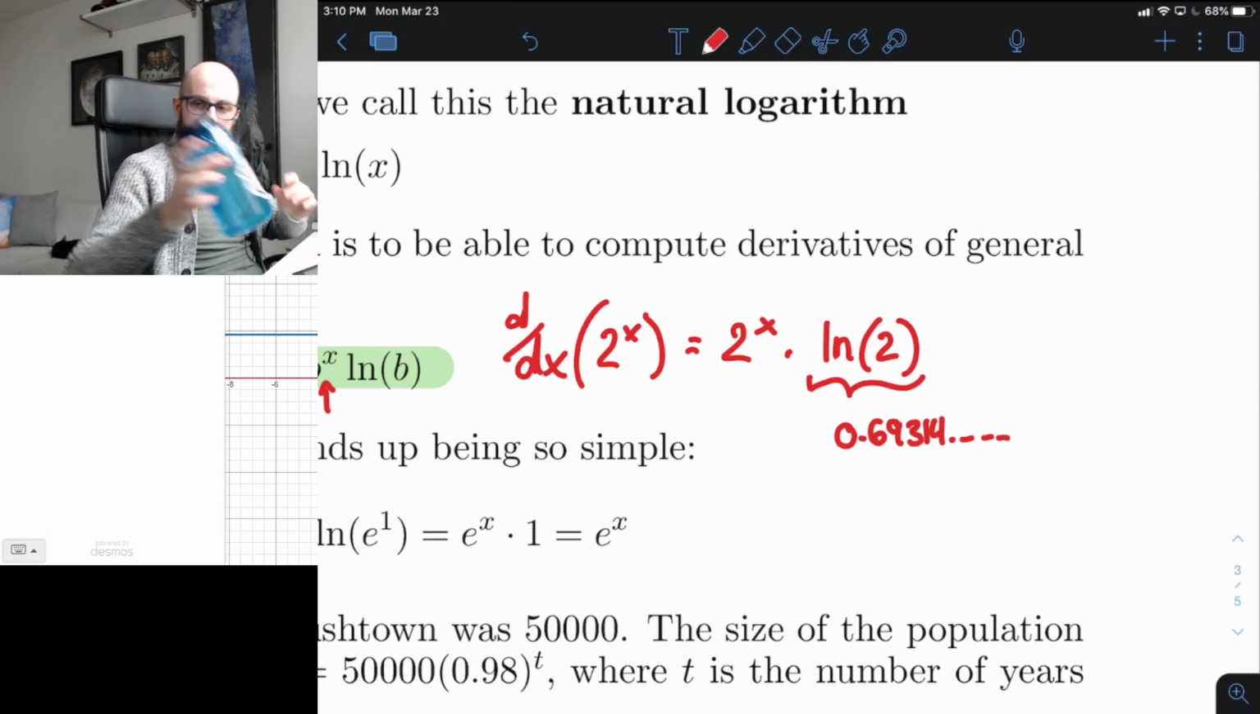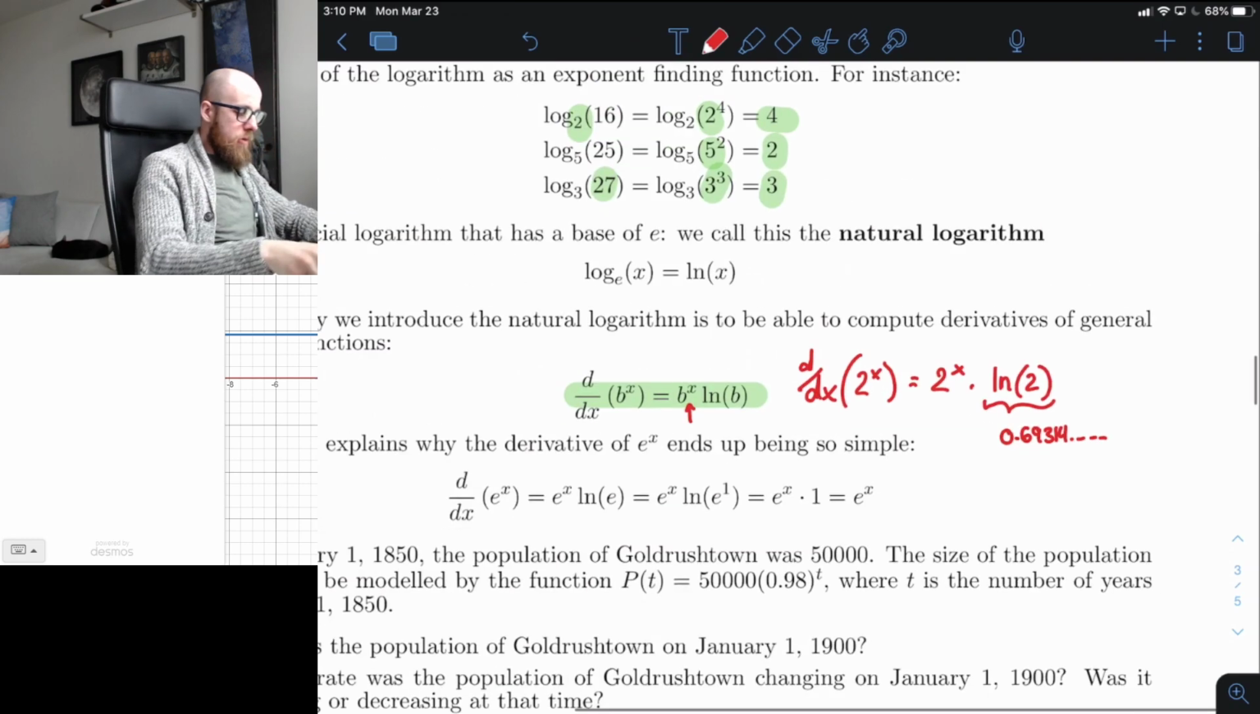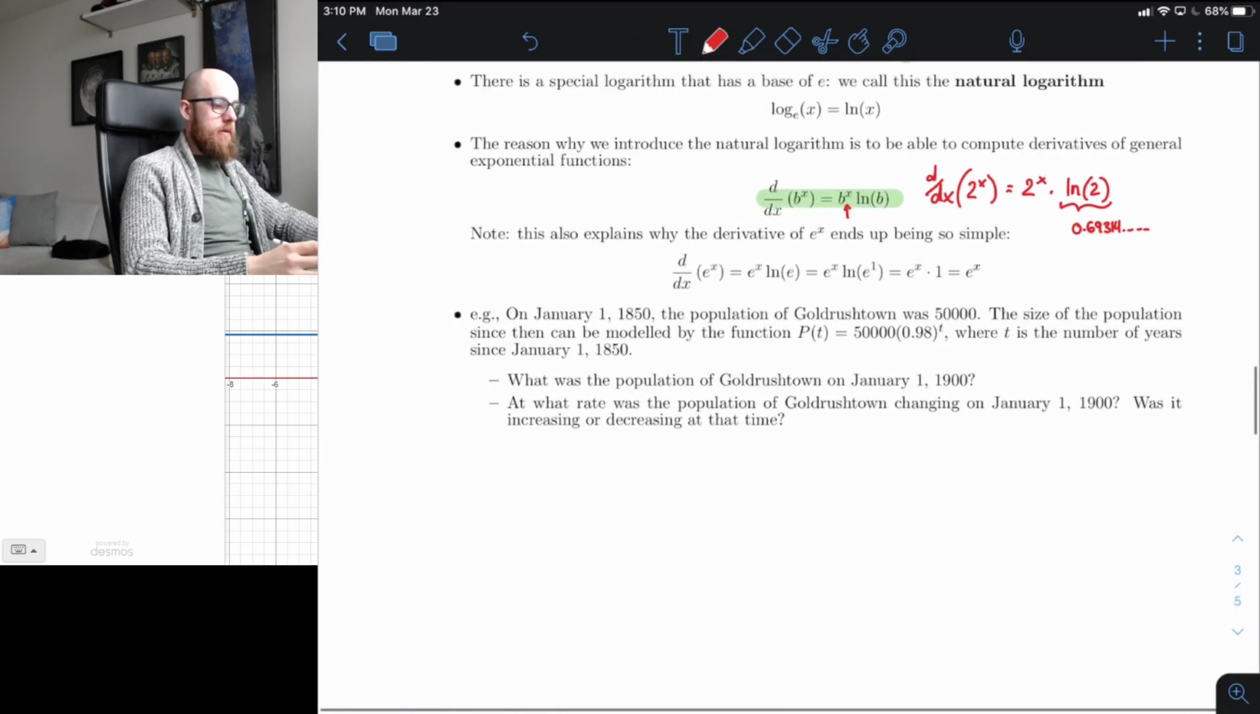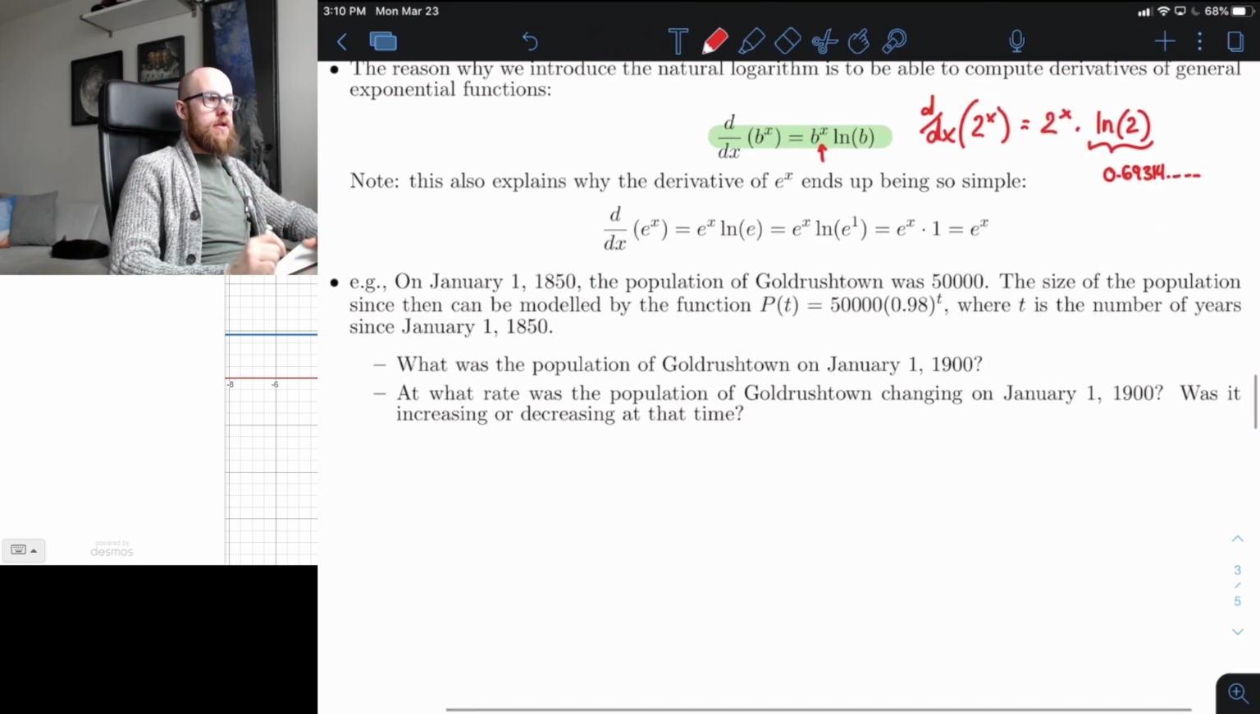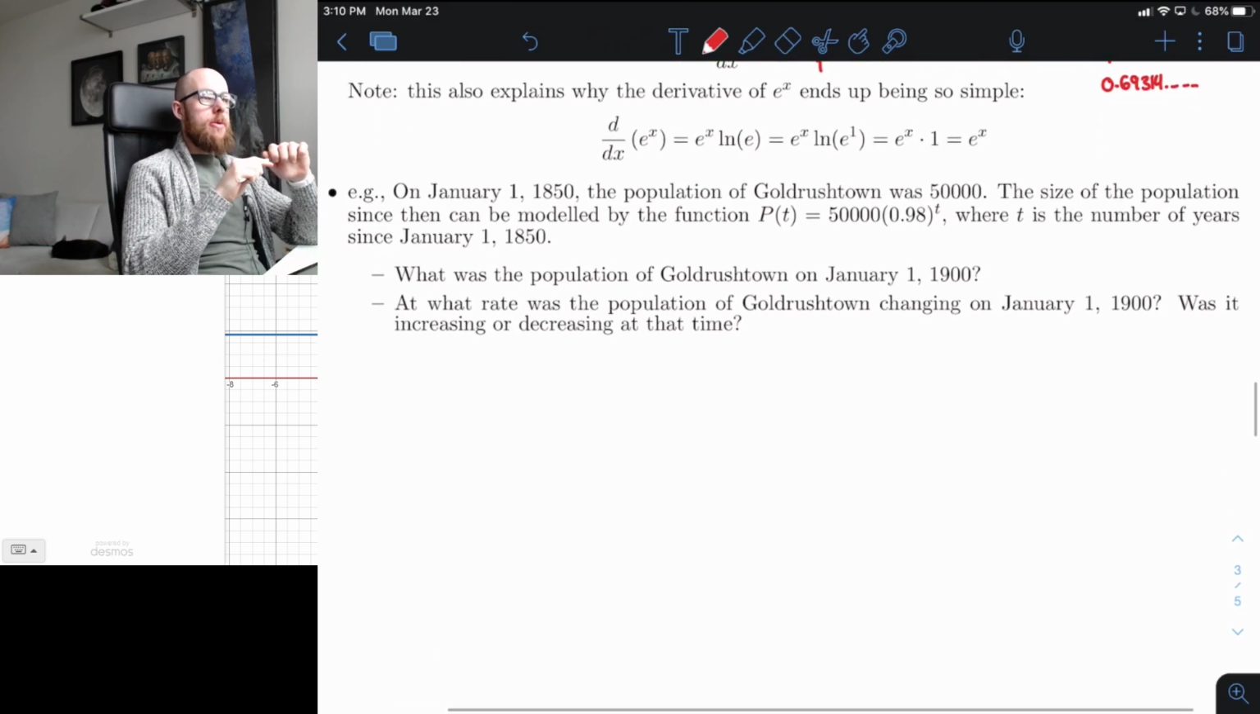Okay, excellent. So let's do a quick example on the derivative of a general exponential function. Here's a word problem. On January 1st, 1850, the population of Gold Rush Town was 50,000. The size of the population is then modeled by this function: P of t is 50,000 times 0.98 to the power of t, where t counts the number of years since our starting date.